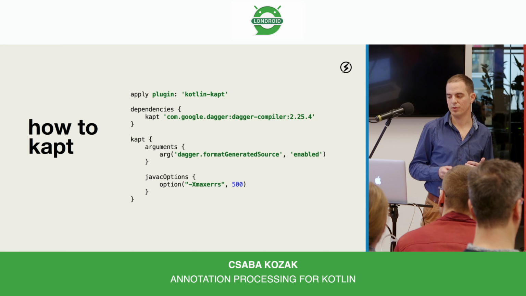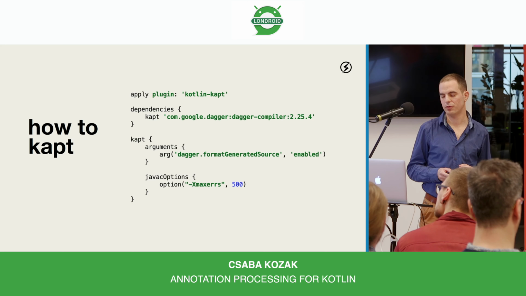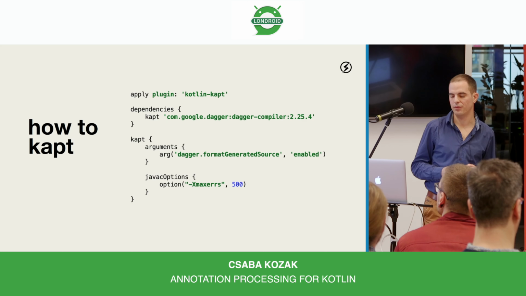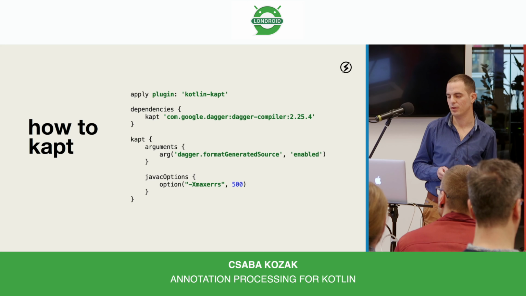So, how to add Kotlin annotation processing to your project? First of all, you have to apply the Kotlin kapt plugin. Then you have to list all of your annotation processors with the kapt configuration in the dependencies block. It is important that you add kapt and not annotationProcessor or implementation here, because the Kotlin compiler has to know explicitly which are your annotation processors.